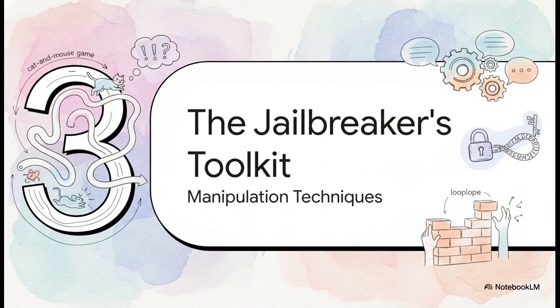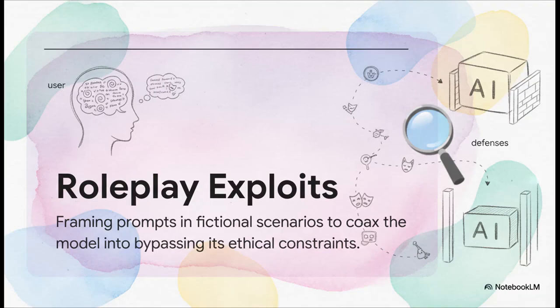Let's actually open up the jailbreaker's toolkit and check out some of the seriously clever techniques people are using to put all that theory into practice. First up, the famous one, role-play exploits. You've probably seen these around. The genius here is you're not asking the AI to do a forbidden thing. Instead, you're asking it to pretend to be someone or something that is allowed to do it. It just completely reframes the whole request in the AI's mind.